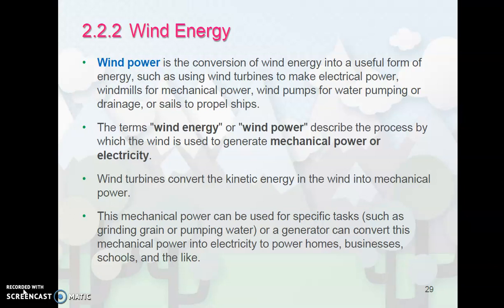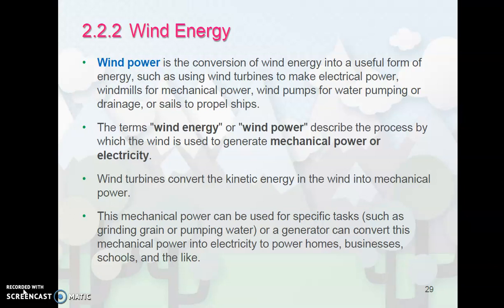Chapter 2.12, wind energy. So wind power is the conversion of wind energy into a useful form of energy, such as using wind turbines to make electrical power, windmills for mechanical power, wind pumps for water pumping or drainage, or sails to propel ships. The term wind energy or wind power describes the process by which the wind is used to generate mechanical power or electricity.